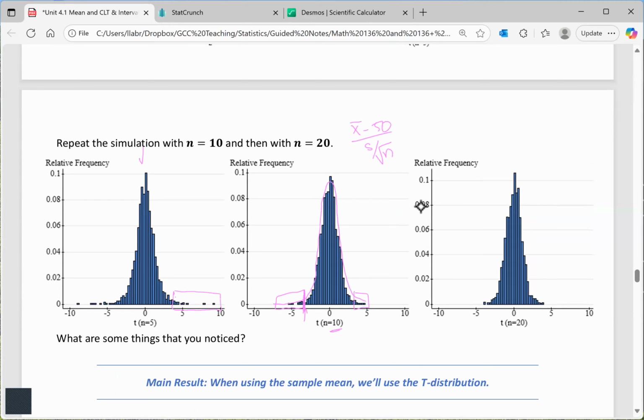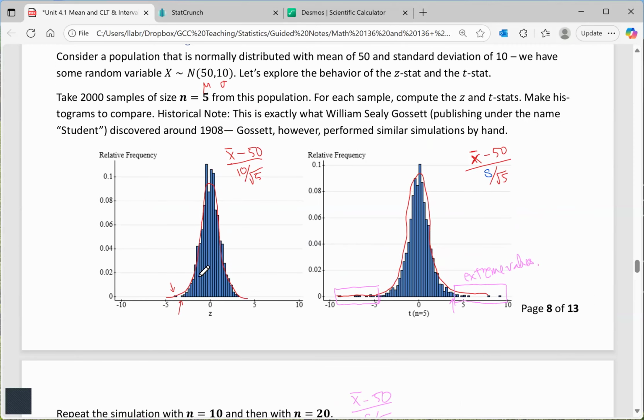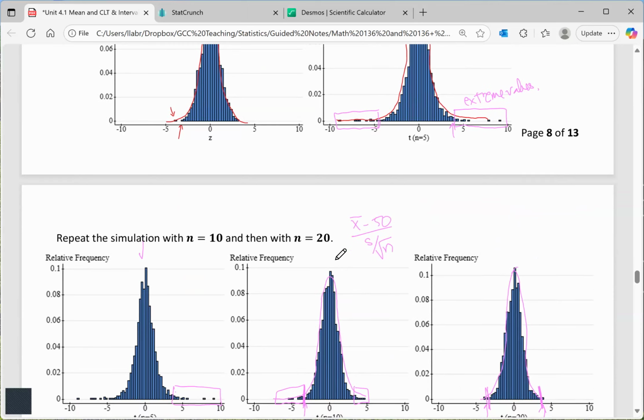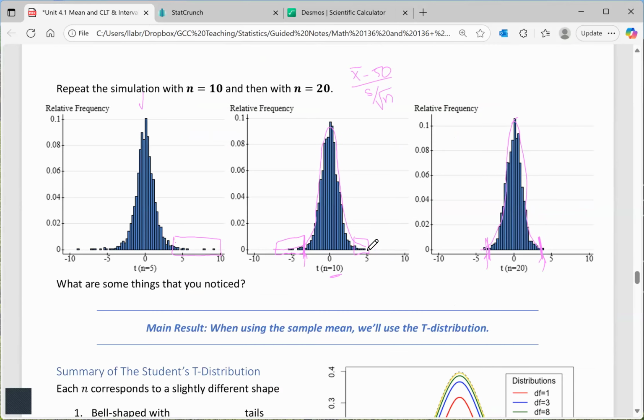And then by the time you take samples of size 20, you can see that this looks very much the same as the Z distribution. Because remember, my Z distribution stopped right around here. You can see the Z distribution over here on the left. So we have the following observation. If you replace sigma with S, you're still going to get a symmetric curve, but you're going to end up with thicker tails. And that distribution that we're seeing here is known as the T distribution.